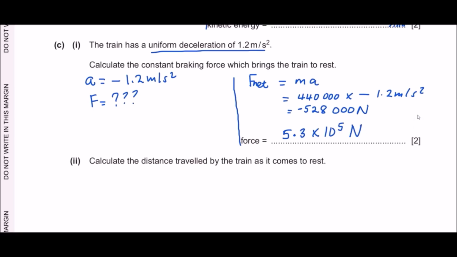Two important areas where you may lose marks: units. Units are not given here, so we need to put units, and 2 significant figures. My answer has the proper unit, the Newton, and it's to a minimum of 2 significant figures, 5.3 times 10 to the power 5 newtons. So it can score these 2 marks. Take note of that. Let's go to part B.